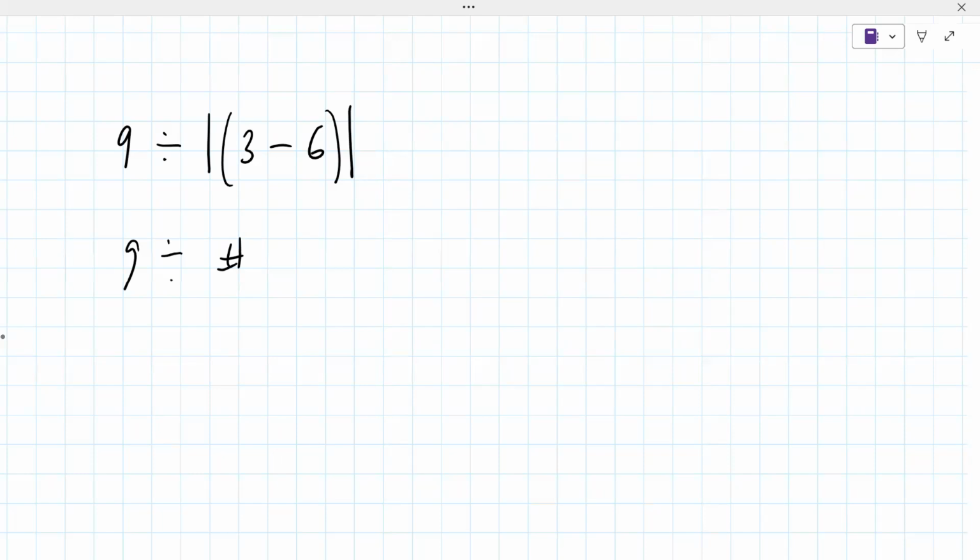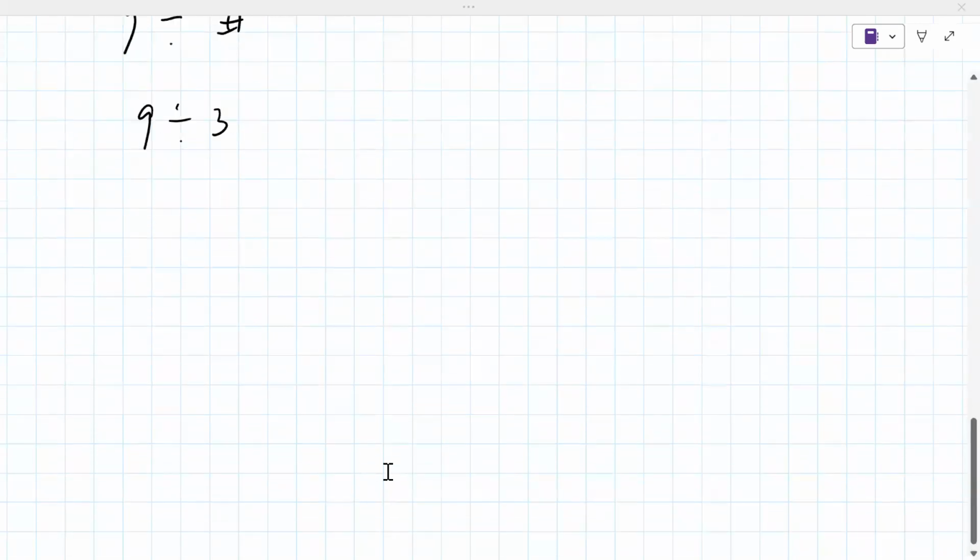Would it be 3? 3. Yeah, that ends up being 9 divided by 3. Very good. Okay, so here's another one. I'm gonna make this a little more complicated.